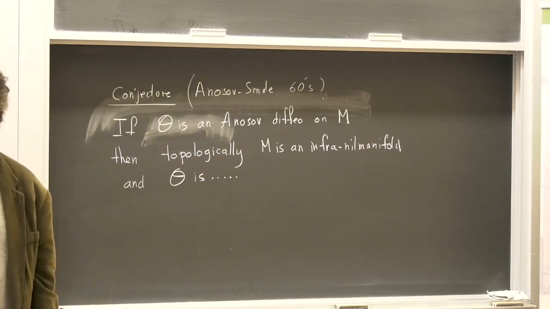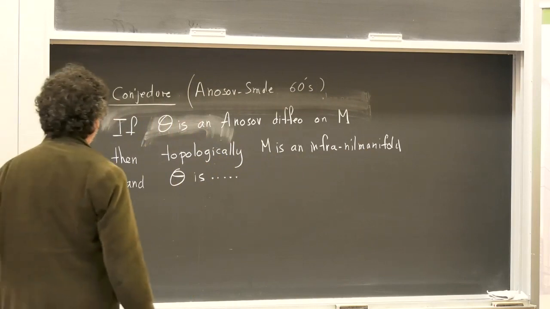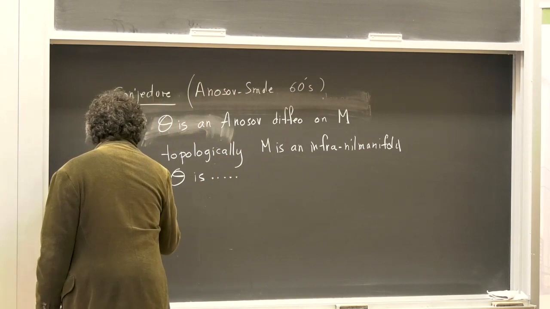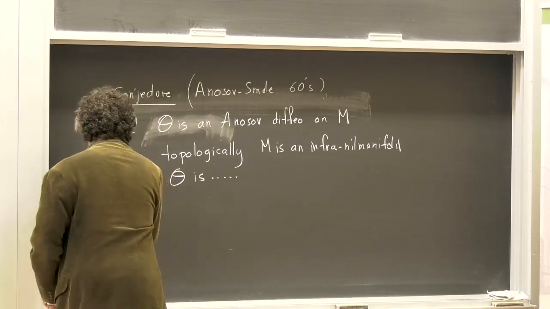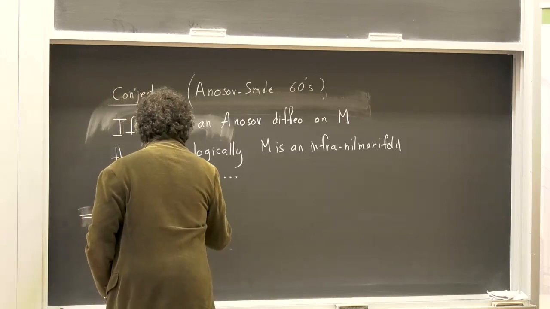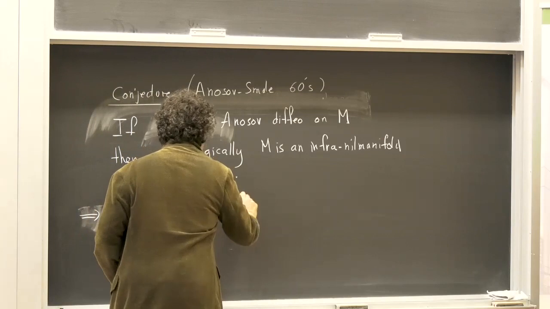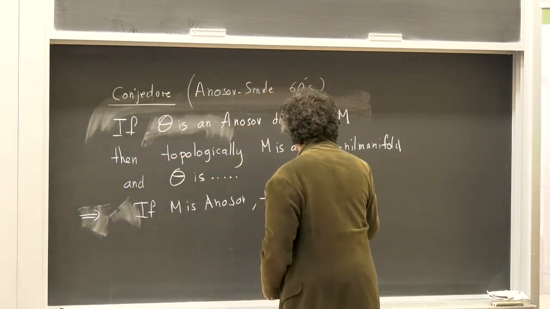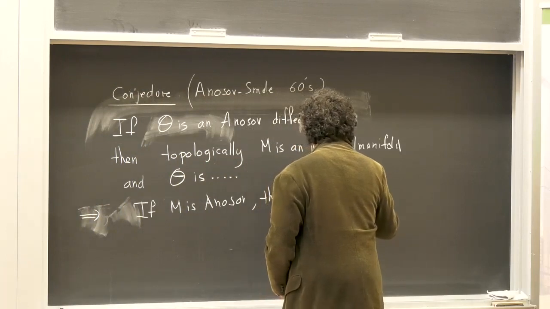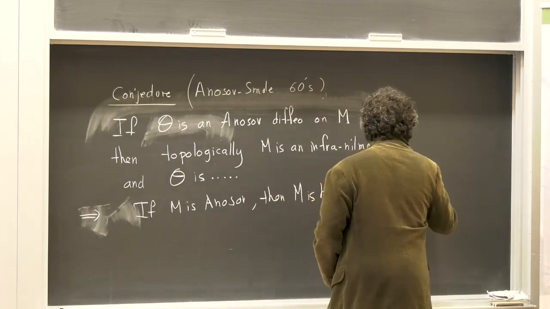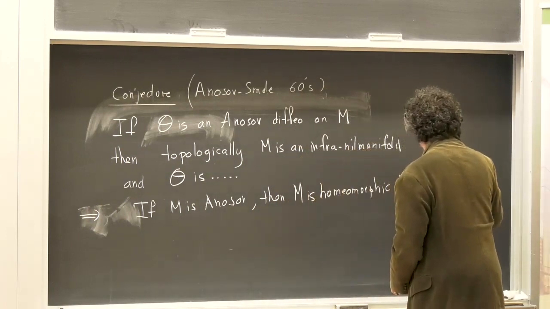But here we don't need to know the end of the conjecture. What is very important is that the conclusion implies that if M is Anosov, then M is homeomorphic to an infra-nil manifold.